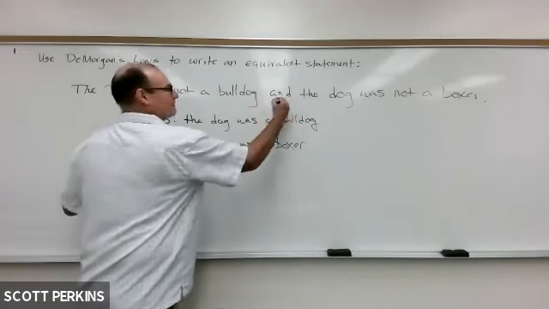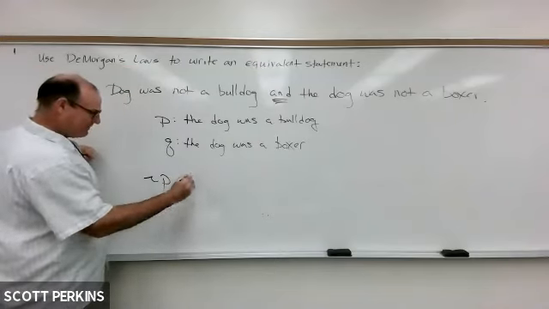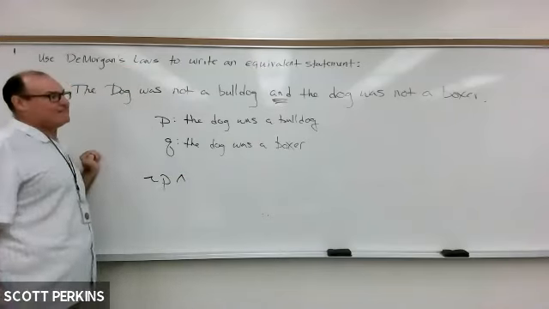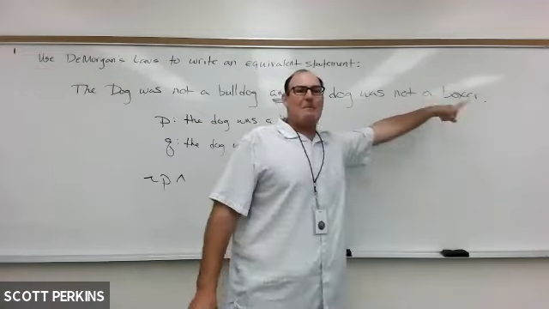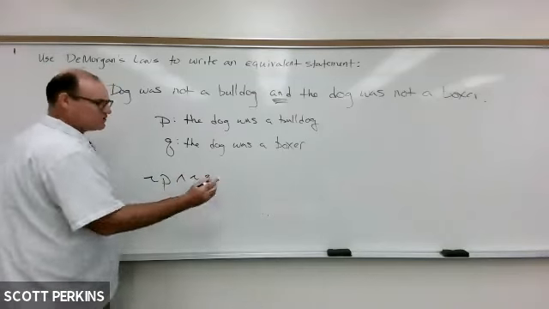The word and, that's my perfect, good symbol. We've got the V, or the upside down V, the caret. And the dog was not a boxer. That is what symbol? Okay, so if you have it in your notes, look in your notes.